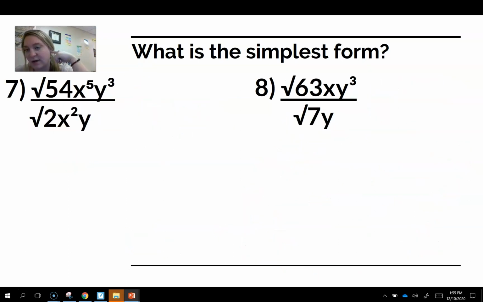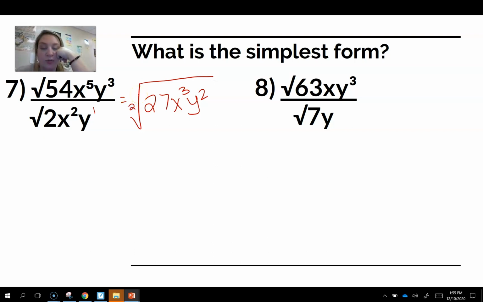All right, number 7, we are going to divide. Again, just like last time we were dividing, we can make this one big old fraction, so I am going to do that. 54 divided by 2 is 27. x to the 5th over x squared gives me x cubed. y to the power of 3 divided by y to the power of 1 leaves me with y squared. Okay? It's a square root.